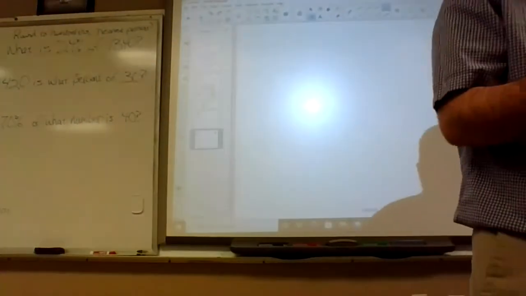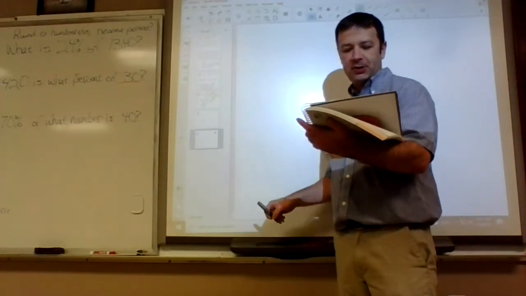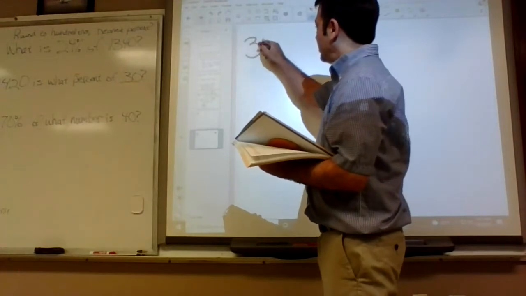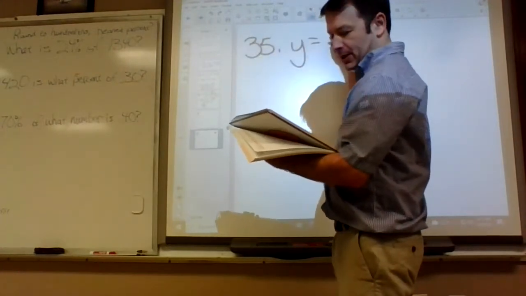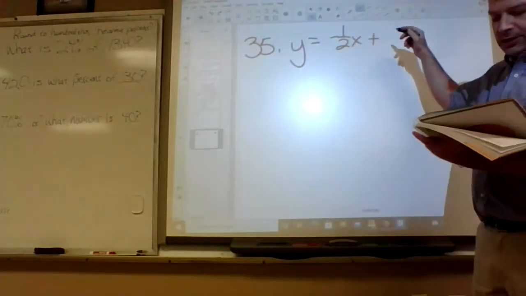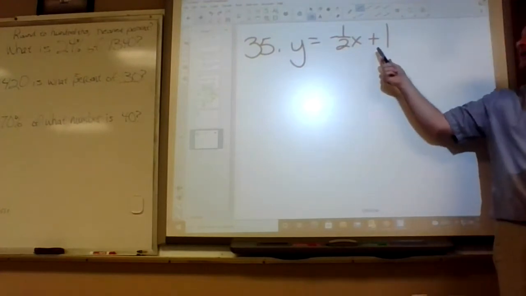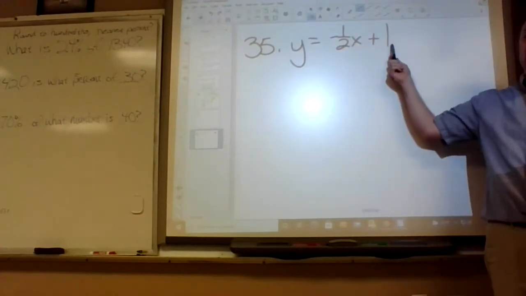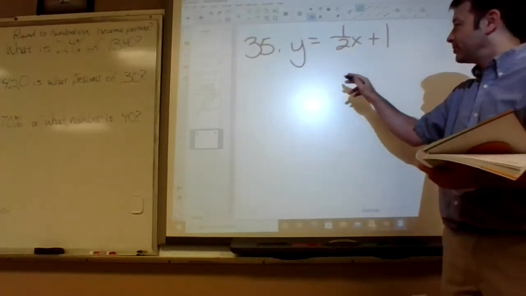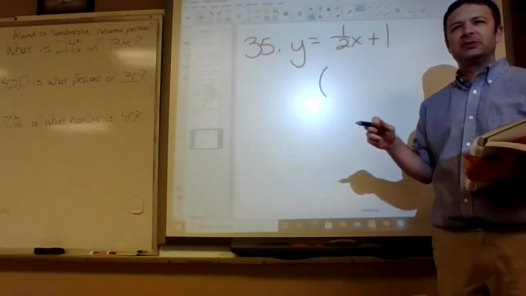Okay, yeah, 35. It says we're supposed to use the x and y-intercepts to graph the linear equation. 35 was written in slope-intercept form, so it would be easy just to use the y-intercept and the slope, but we need to practice doing what they say. So, you guys remember how we found the x-intercept or the y-intercept?